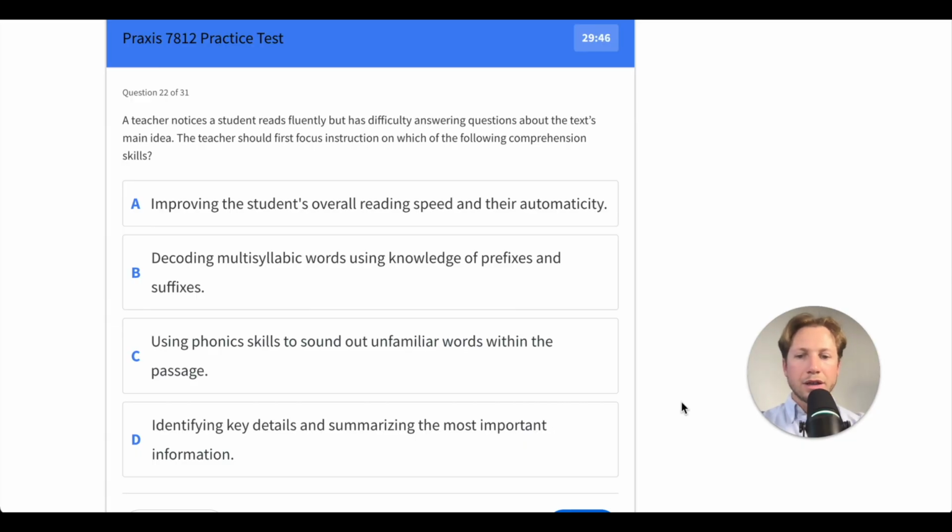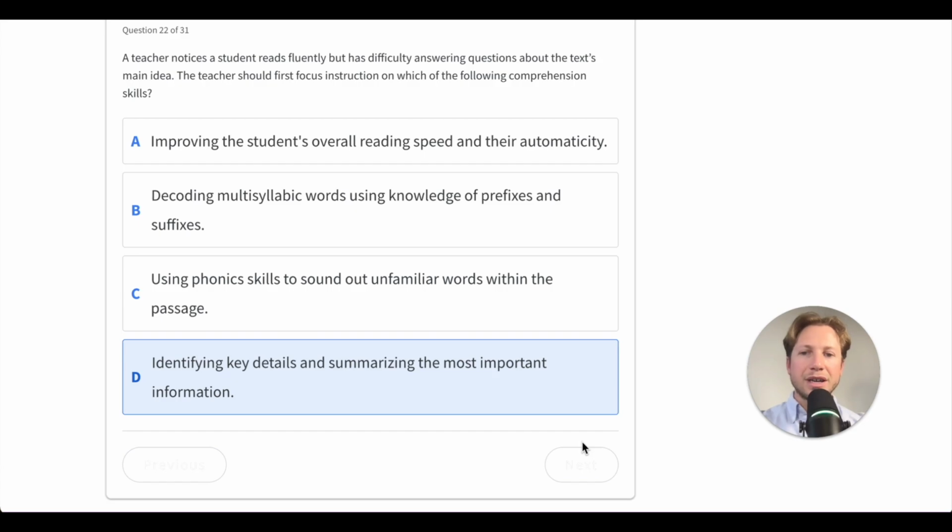All right. So the ability to determine the main idea is really built on the foundational skill of identifying important details and distinguishing them from minor ones so that you really understand the gist or the main idea. For that reason, I'm going to go with answer option D as being the best way. This is identifying key details and summarizing the most important information.